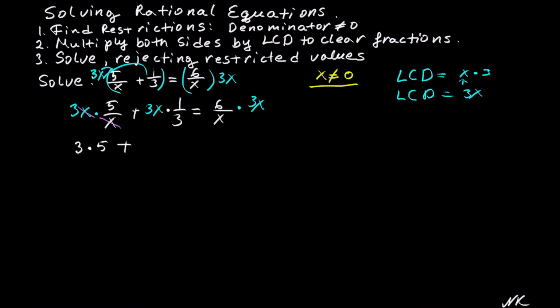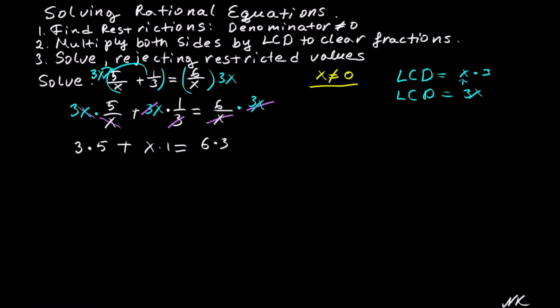In the second term we have 3x times 1 over 3. 3 over 3 will cancel into 1. And we are left with x times 1 is equal to 6 over x times 3x. x over x will cancel into 1, and we are left with 6 times 3. Now this is easy to solve.